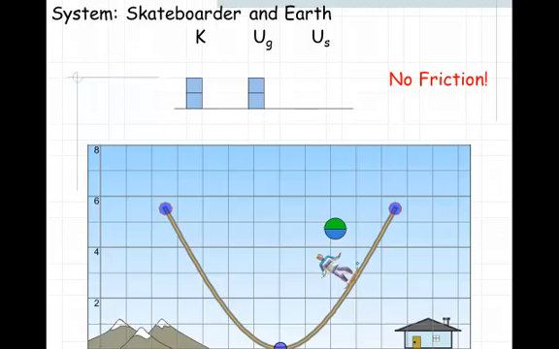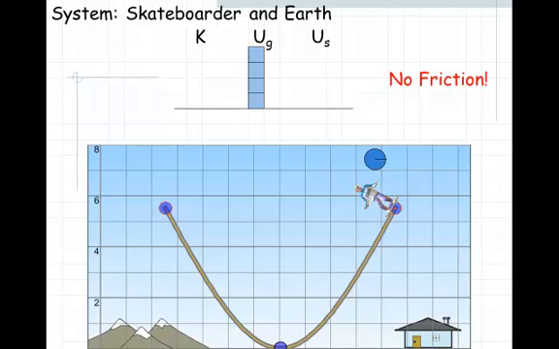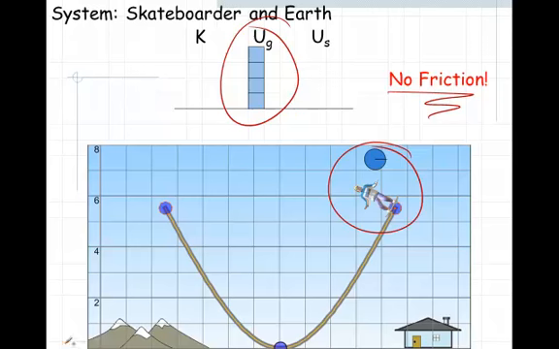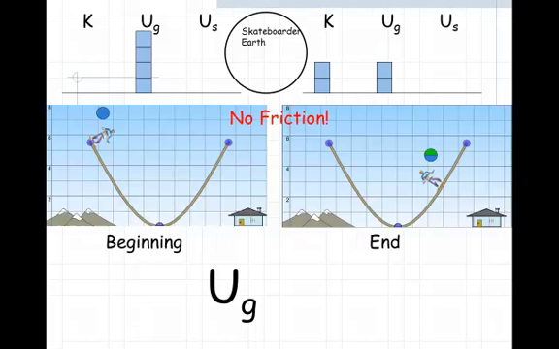When he gets towards the middle of the other side of the ramp, then he's got some kinetic energy and some gravitational potential energy. And then when he gets to the top of the other side of the ramp, it becomes all gravitational potential energy. This happens only because we're saying there's no friction. Notice that the total amount of energy doesn't change. There's no friction, and our system includes the skateboarder and the earth.